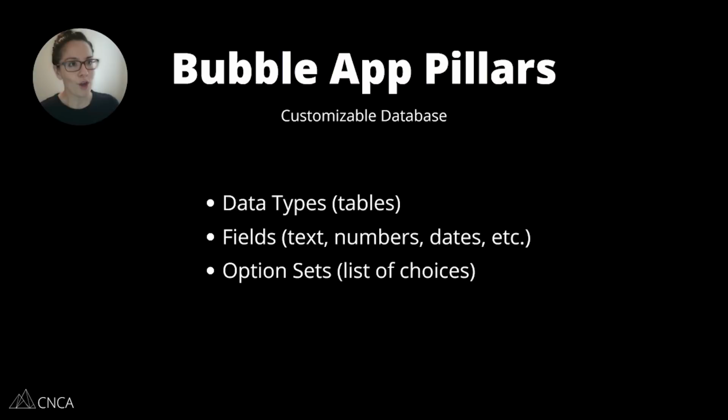Okay, so now we're going to take a closer look at the database and the different components that you are responsible for putting together for your own app. There's 3 different sections here: data types, fields, and option sets. Data types are essentially your tables. Every single Bubble application comes with one built-in data type called the user type.